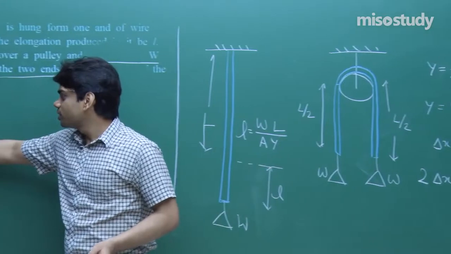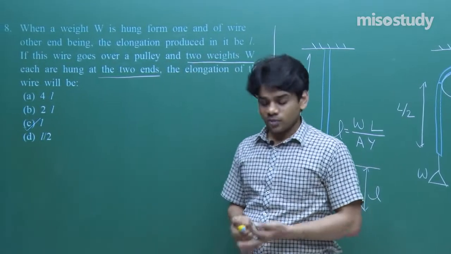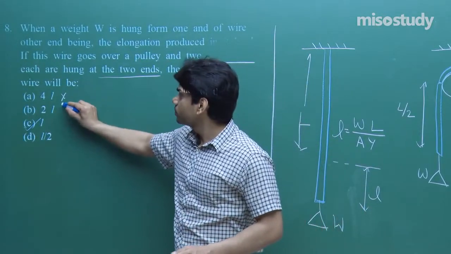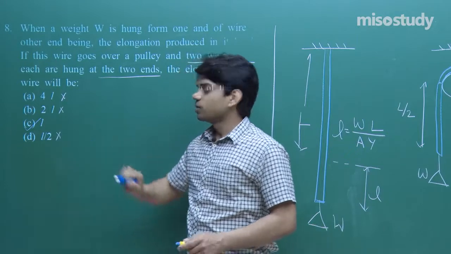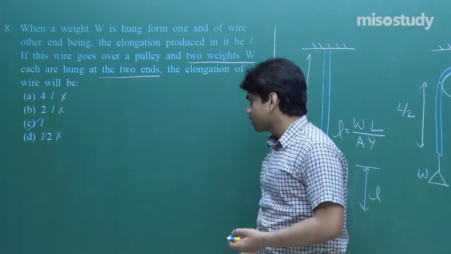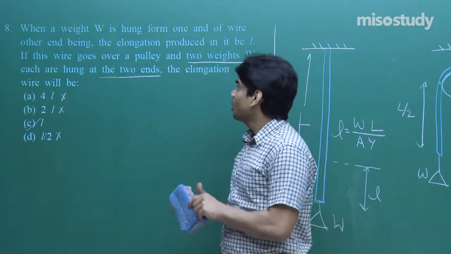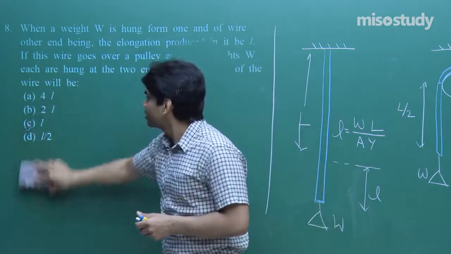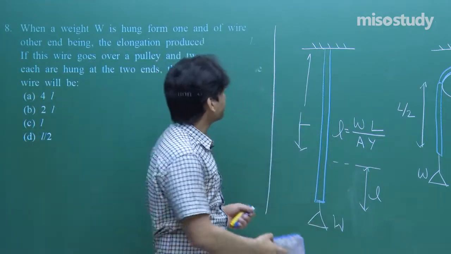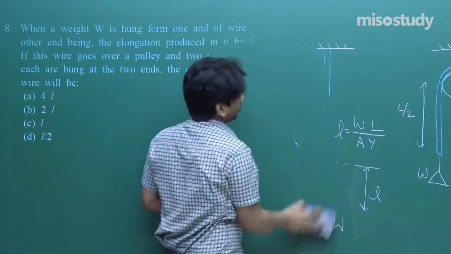So option C will be the right answer. The rest of the options you can ignore and neglect. Hope that you have got how to solve such questions. Let's go ahead with the next one.